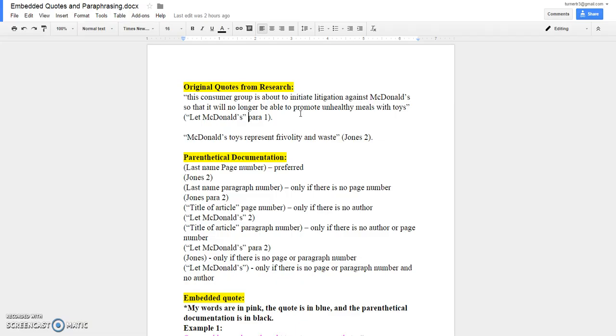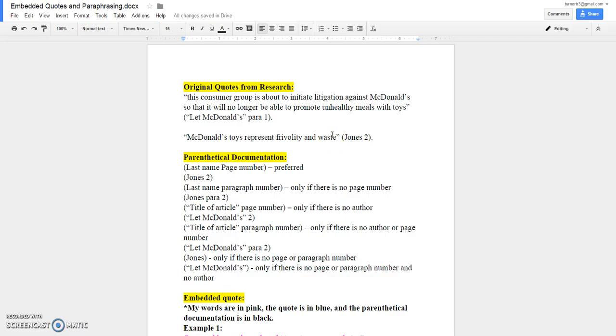If there were no paragraph or page numbers available, then I would simply put the title or the author and then close my parentheses. But in this case, there were paragraphs labeled, so I'm going to put para1. This is another source, a different one, and I know that because my parenthetical documentation is different. So for this source, I took the quote, "McDonald's toys represent frivolity and waste." And then I put the author's last name because it was available, and a number. This means that's the page number because there's no PARA saying that it's a paragraph, so we assume that's the page number. So those would be the original quotes, word for word, from these two sources.